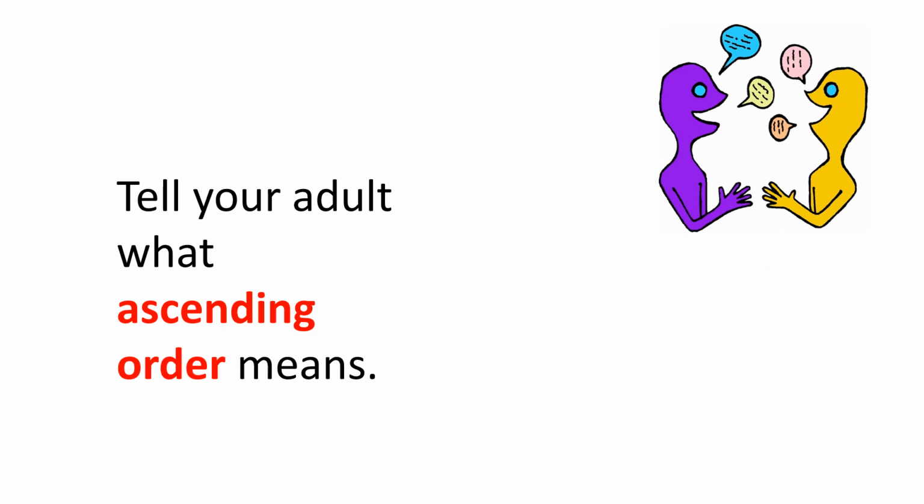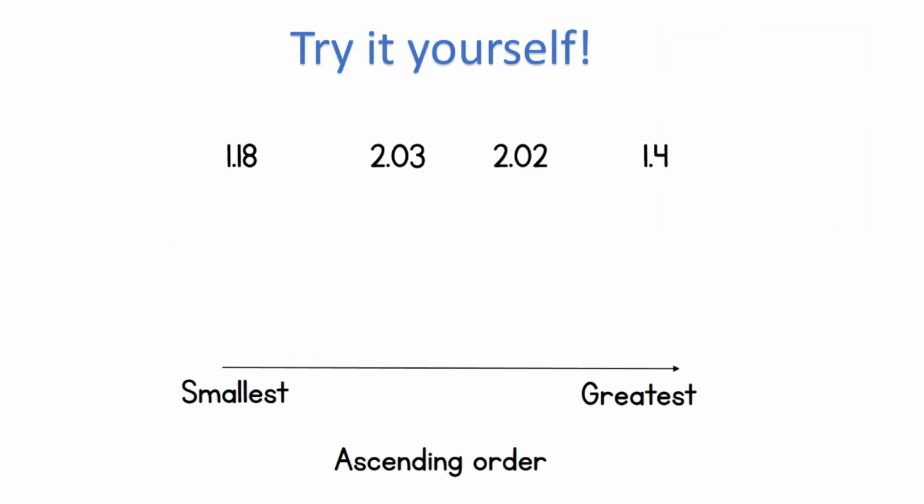Now I want you to tell your adult using your own words what ascending order means. Well done, everyone. So try this yourself. You can use the skills that we learned from comparing decimals to help you with this activity. Write this down and sort these numbers from the smallest to the greatest.